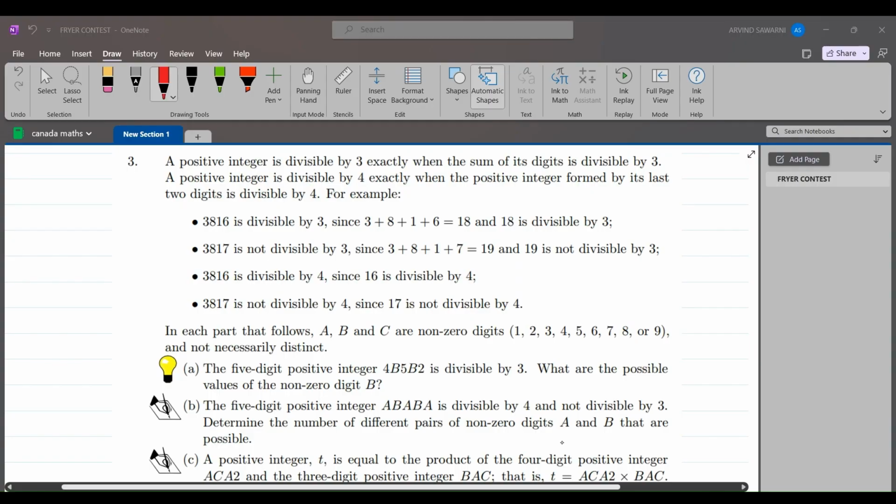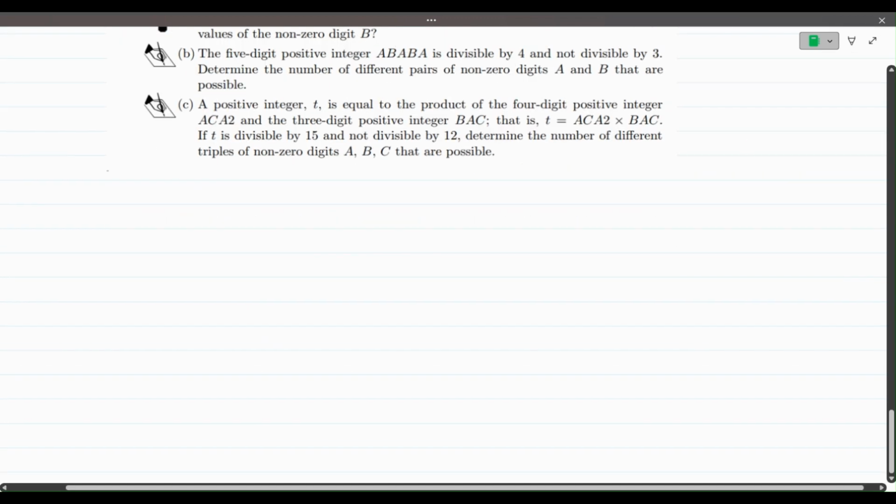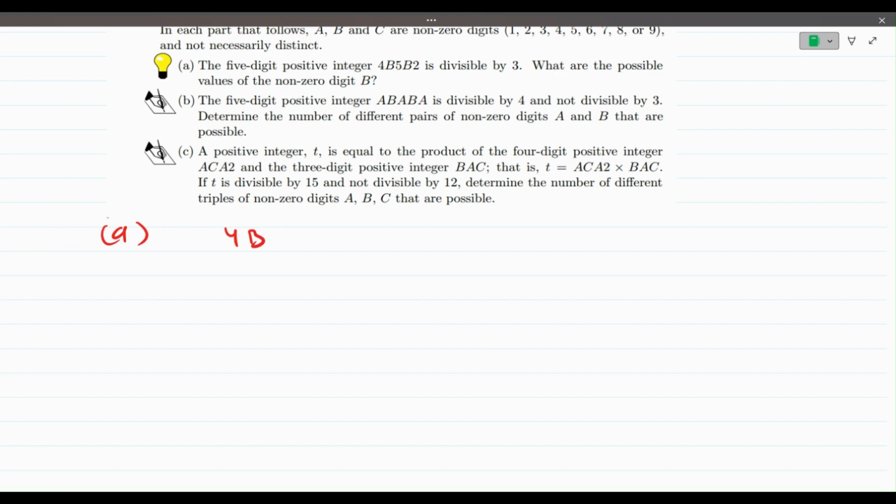Okay, you must be knowing the divisibility test by 3 and 4. If the sum of all the digits of the number is a multiple of 3, then the number is divisible by 3. And if the number formed by the last two digits of the number is a multiple of 4, then the number is divisible by 4. Question number 1, a 5-digit integer 4b5b2 is divisible by 3. What are the possible values of the non-zero digit b?